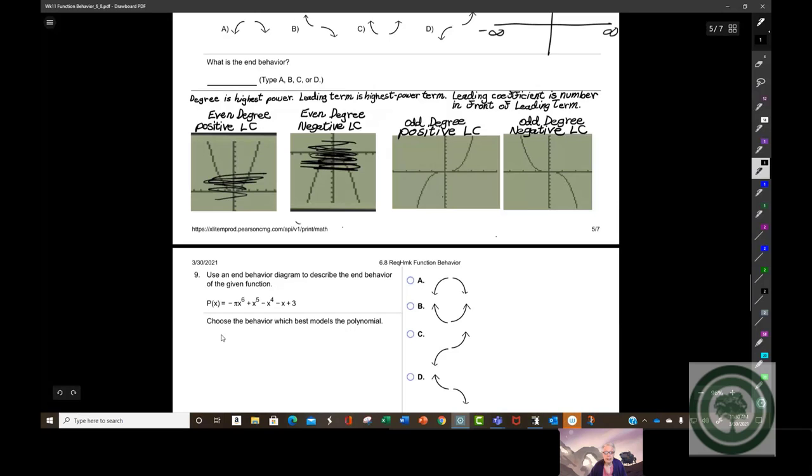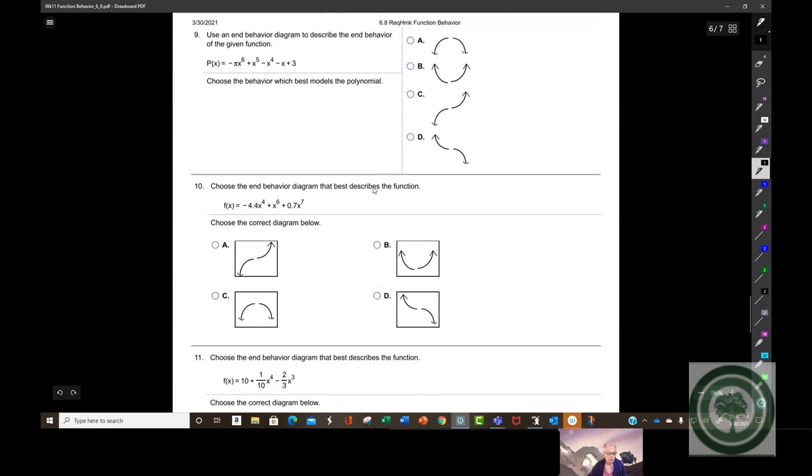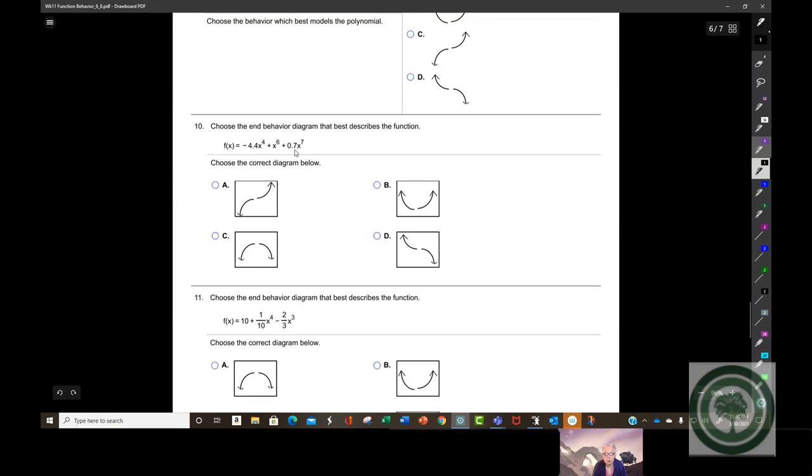Now, if it's got an odd degree, an odd highest power like this, but a positive leading coefficient, which this is not, it's negative. Now I'm looking, aha, here, look at this. This is a trick problem. This should be written as 0.7 x to the 7th plus x to the 6th minus 4.4 x to the 4th. Highest power should always come first. This polynomial has an odd degree and a positive leading coefficient.